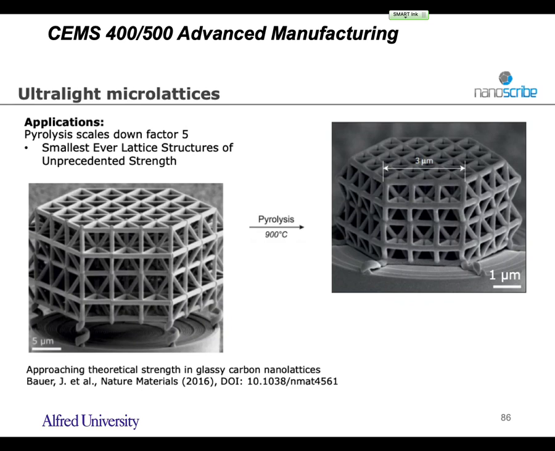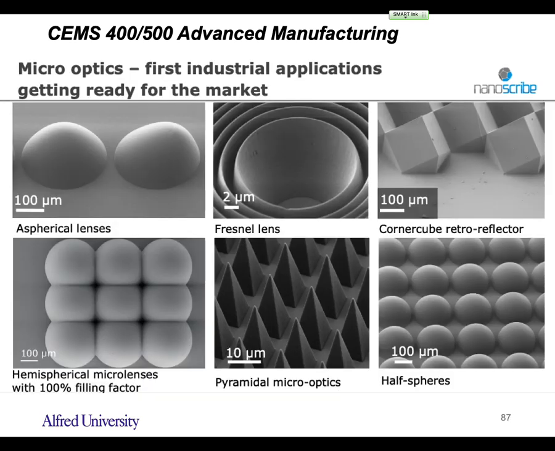I think this is a work from the University of Southern California, and they use this for solid mechanics study in the nanoscale. Based on this polymer-based material, they derive the ceramic structure. So it's the polymer-derived ceramics made in the nanoscale. Right? And this is the micro optics.